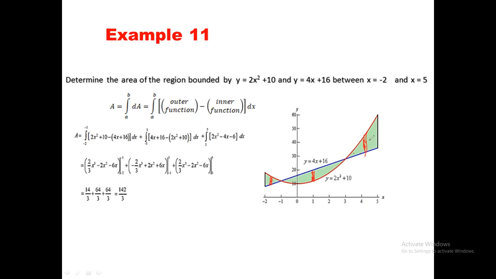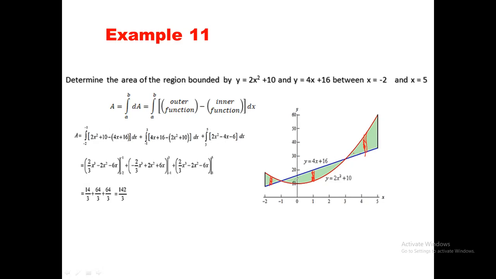This time you have to start with the line minus the equation of the curve. And for the last area, it would be the curve, 2x squared plus 10. And for this line, you subtract it from the equation of the curve. This line is negative 4x minus 16. So simplifying, it would be this. Look at the limits of integration. You have 3 to 5.